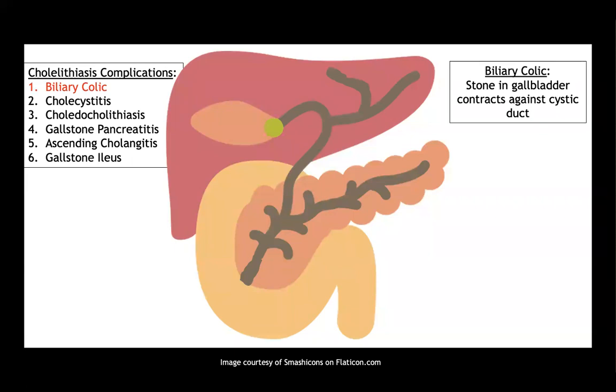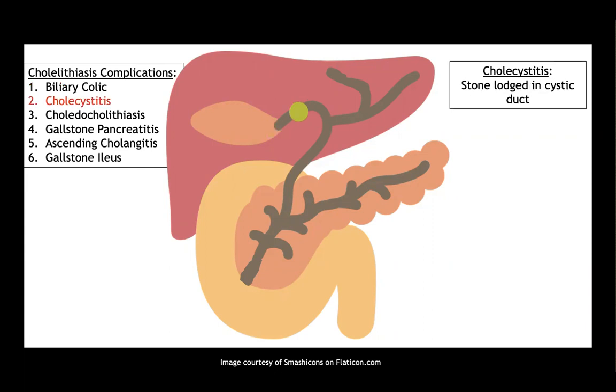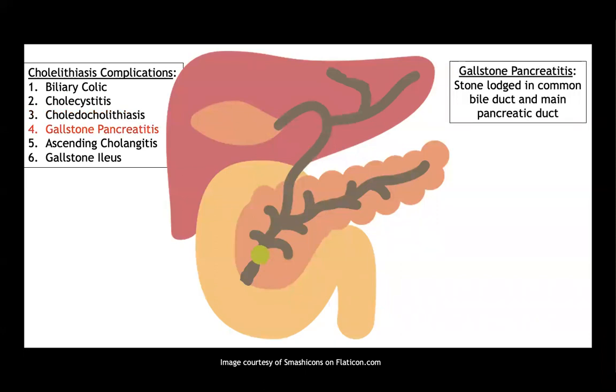Biliary colic, the first of the 6 complications we'll go over, is caused by the stone contracting against the cystic duct, and that can cause inflammation. Cholecystitis is when a gallstone gets stuck in your cystic duct. Choledocholithiasis is when the gallstone gets stuck in the common bile duct. Gallstone pancreatitis is when it gets stuck in the main pancreatic duct.